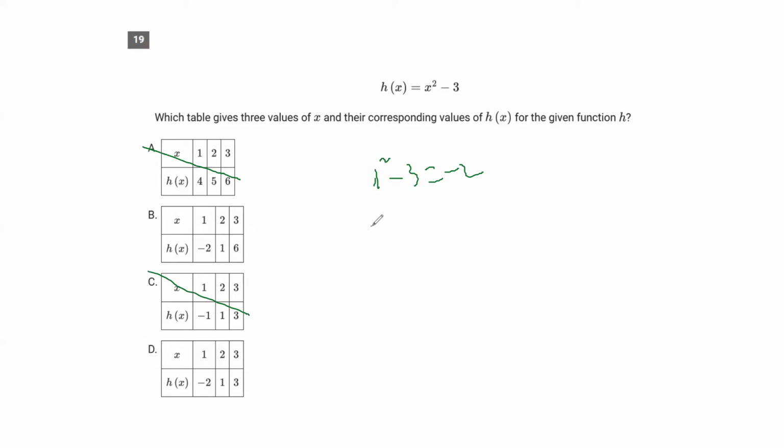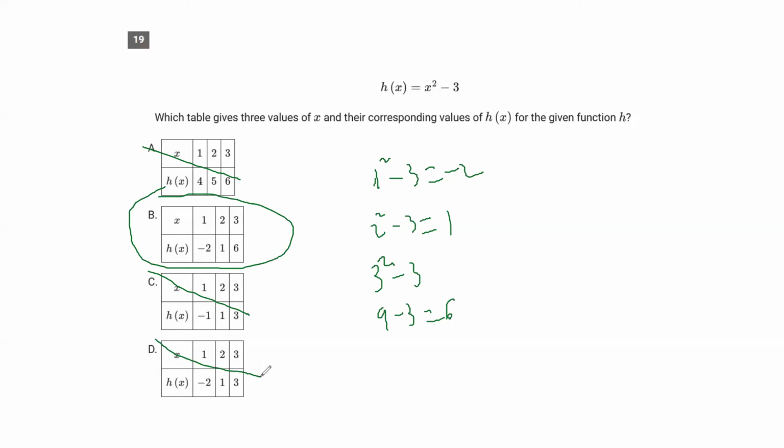Then we'll do 2 squared minus 3 equals 1, which is B, right? And it's D. So we have to go to the last one. 3 squared minus 3, 9 minus 3 equals 6. So it is B, right? And again, you just go through the answer choices, eliminate one by one, and you'll get your answer.